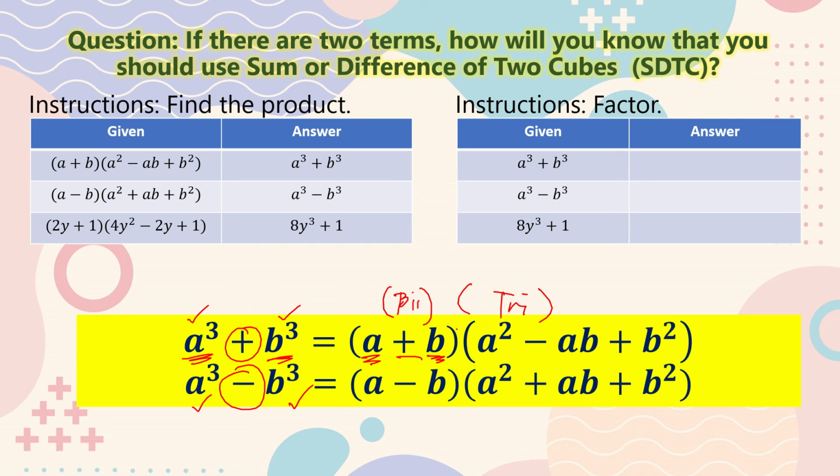How do we get the trinomial? First, get the square of the first term. Here, the operation is always opposite. So plus, this is minus. This is minus, this is plus. Next, you get the product of the first and the second term. So A times B, AB. Next is always plus. And finally, the square of the second term, B times B is B squared.